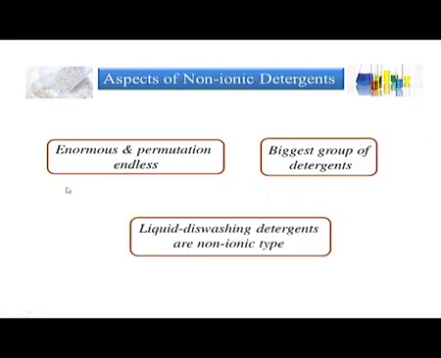Okay. As far as properties and uses of non-ionic detergents are concerned, they have enormous properties and they are enormously used. They are the biggest group of detergents. For example, they are generally used in liquid dishwashing detergents, and in other applications also.